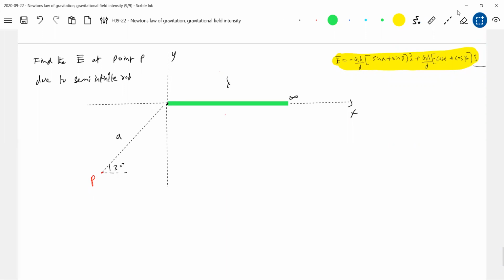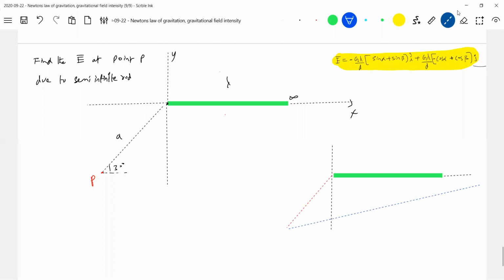What is alpha beta? The whole idea is that alpha beta is what we have to search for. So I'll give a rough diagram. It'll go like this, till infinity. Now, with what should I measure that alpha beta? This is infinity. This is lambda. This distance is what they've given as a, and this is 30 degrees. If this is 30, this will be 30.